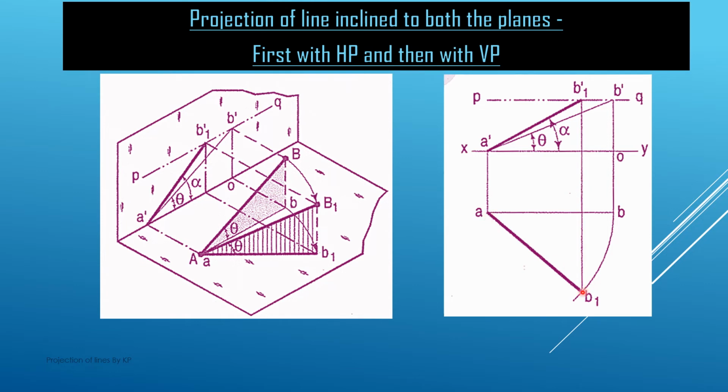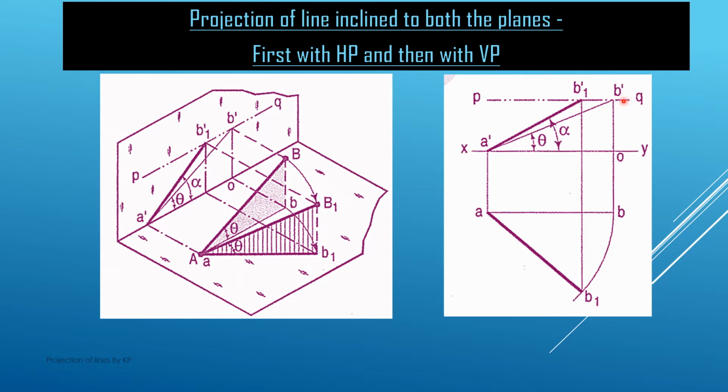This is the final projection of the line on the HP, which is making an angle theta with the horizontal plane and an angle phi with the vertical plane. Now we project this point B1. We draw the vertical projectors from this B1 point, and these vertical projectors cut this PQ locus line at B1 dash. Now we join A dash with B1 dash, which is making an angle alpha, and this is the new position of the projection of the line on the vertical plane when it is inclined with HP and VP both.